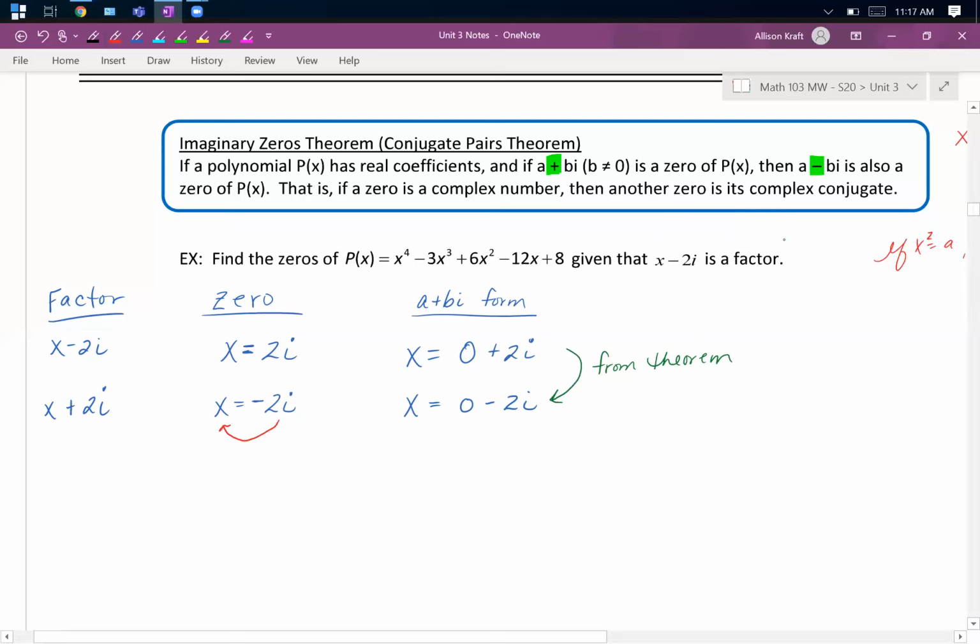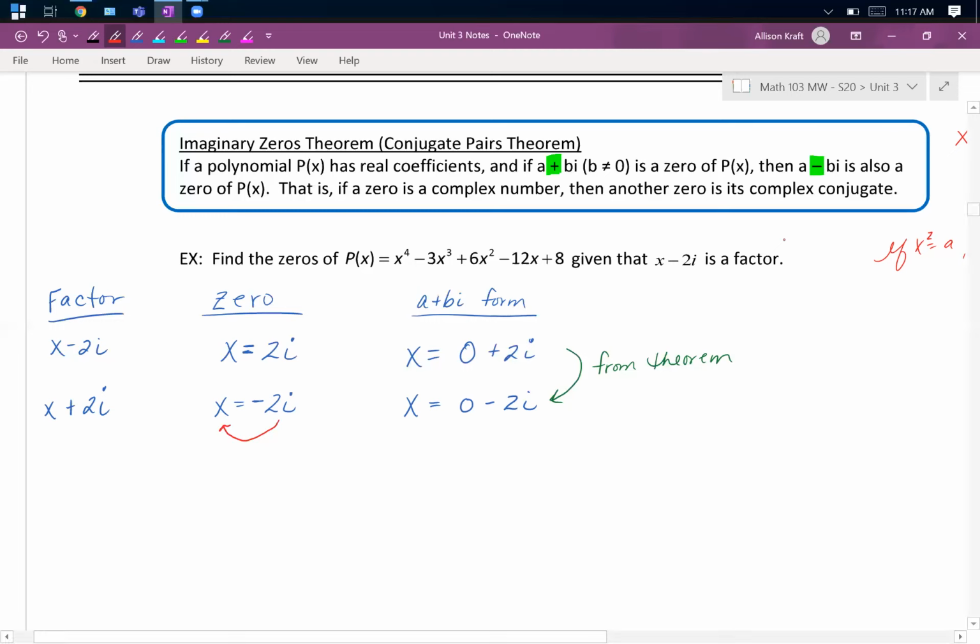Where did you get the 0 in front of the plus 2i? So I wanted it to look like a plus bi, just so it looked in that form where a is a real number and then bi is an imaginary number. So I don't want to change the value of it. The only thing that I can add to something that doesn't change the value is 0. So it's kind of like I put a 0 placeholder in for the a.